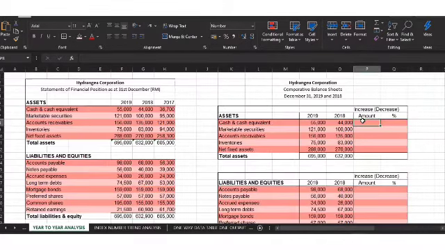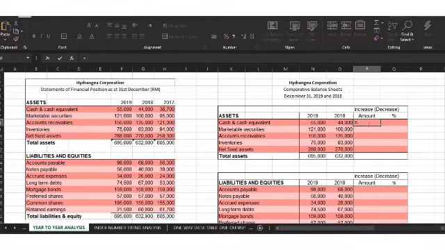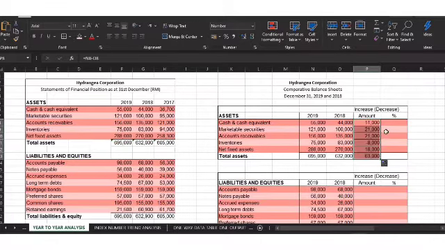Next, we have to calculate year-to-year analysis. So firstly, you have to equal the current year price for cash amount minus the base year, which is 2018. We will get the answer, 17,000. We will get the answer here.